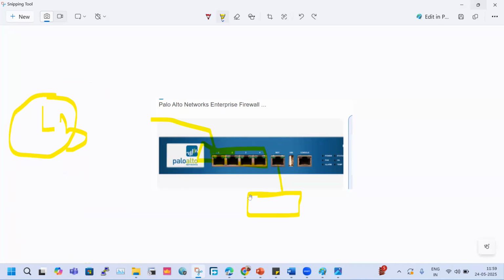Sir, could you please elaborate how the DMZ zone and the firewall work together? Like how they work together hand in hand? DMZ zone you are asking about, right?